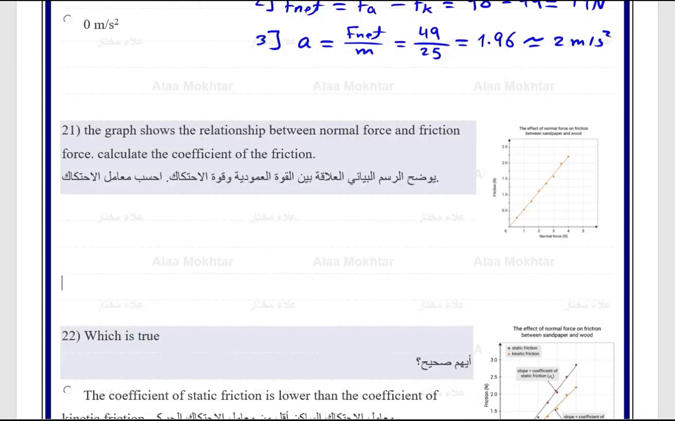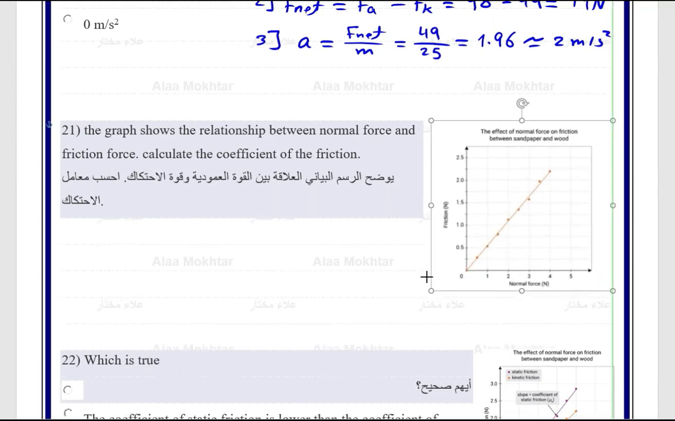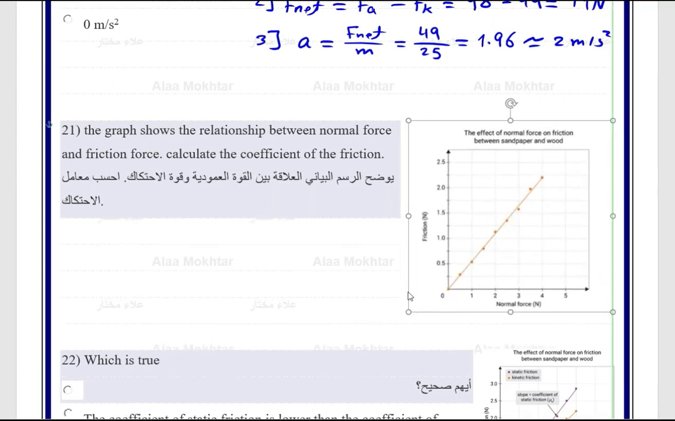Question 21. The graph shows the relation between, it's not clear, we can make it bigger like that. Yes, it's good.